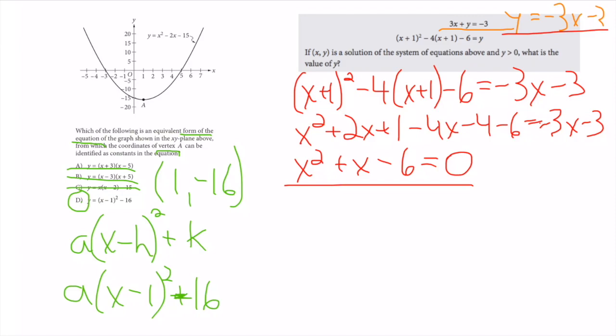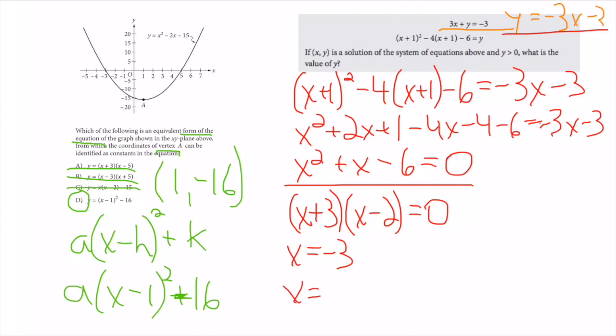Okay, so by factoring this, I would just end up with (x + 3)(x - 2) = 0, which gives me my two zeros at -3 and +2.